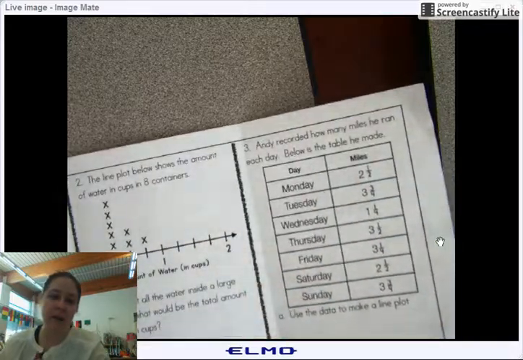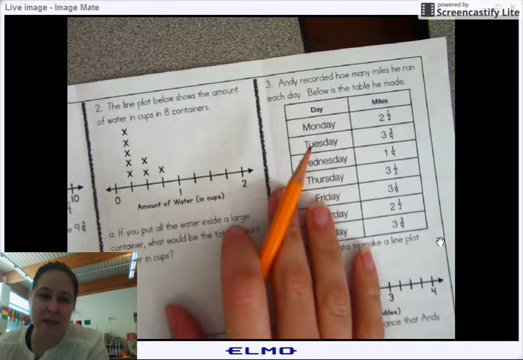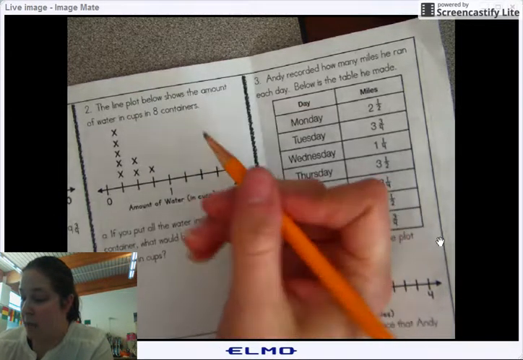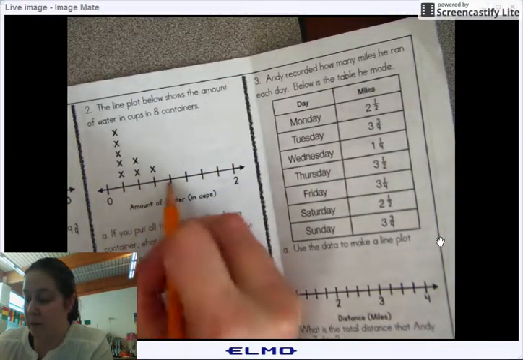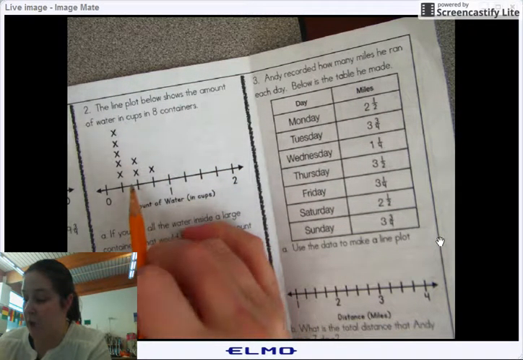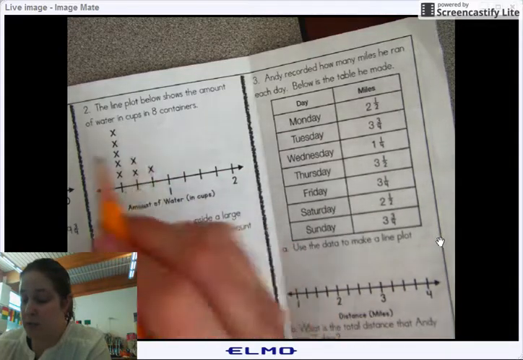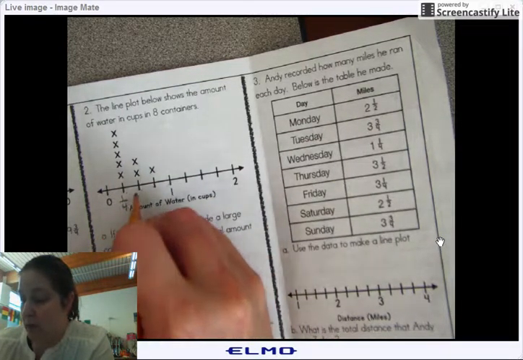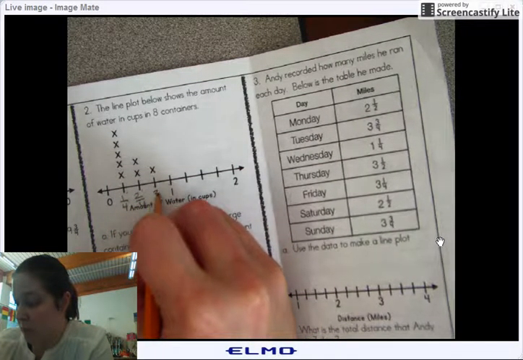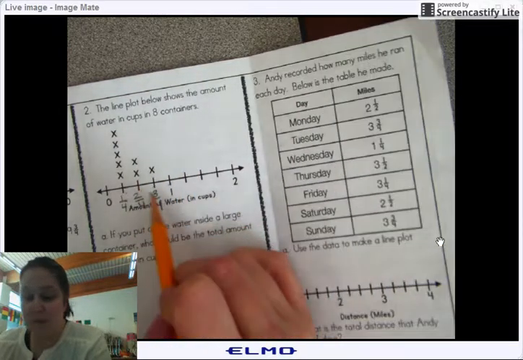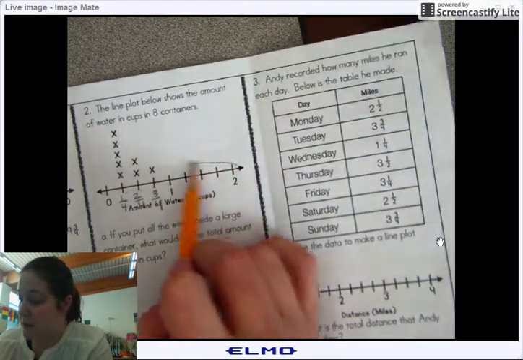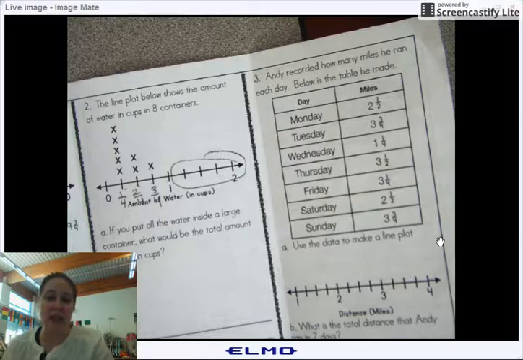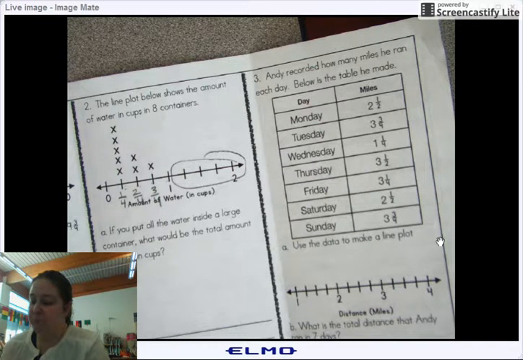Same thing here. The line plot below shows the amount of cups in 8 containers. What I'm going to do is figure out what my numbers are. So I'm going to count 1, 2, 3, there are 4. So this is going to be 1/4, 2/4, 3/4, and I'm going to stop there because there's nothing above here. So I don't even have to worry about labeling that because there's nothing there.